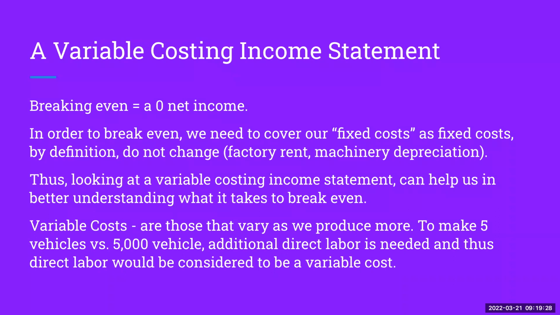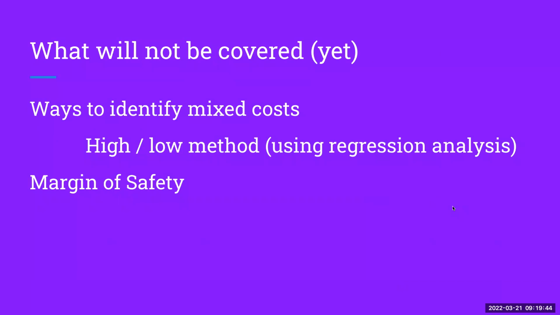Think about it in terms of variable costs. What are those? There are those that vary as we produce more. If we're making 5 vehicles versus 5,000 vehicles, that additional amount of direct labor is going to be needed to make the 5,000. So that direct labor is going to be a variable cost.